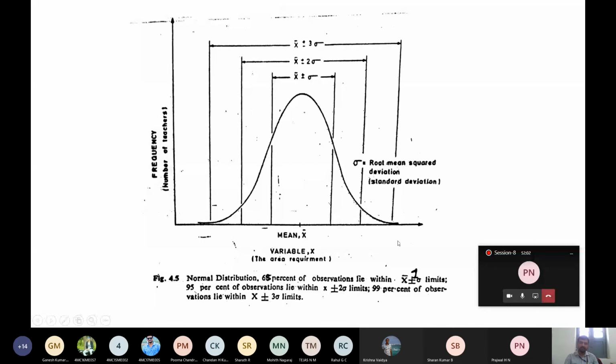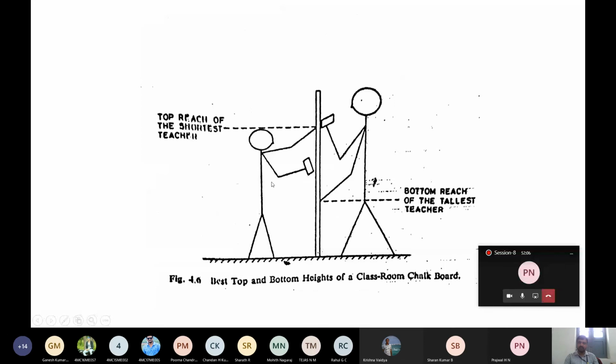So this is about maximum and bottom reach. It depends on the height of the teacher. For the tallest teacher, the bottom reach is difficult, since he is tall and cannot bend his body. For the shortest teacher, reaching the maximum height is difficult. Based on this, you have to finalize the size of the blackboard.